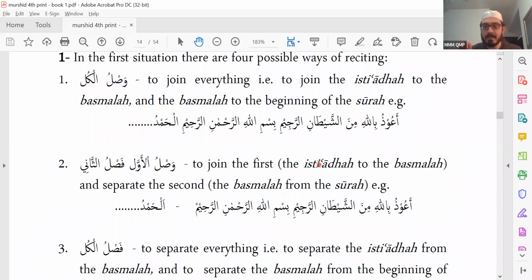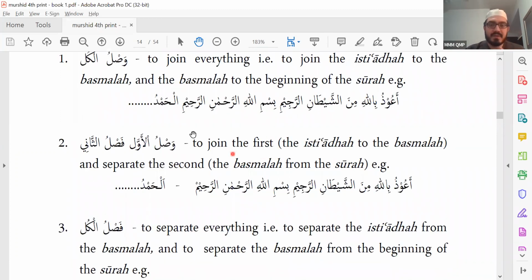Okay, so that's wrong. So if you do not want to stop after each ayah and take a breath, you can join. Alhamdulillahi Rabbil Alameen, Ar-Rahman Ar-Rahim, Maliki Yawmiddin. Stop, take a breath, and then carry on. Okay. So that was the first and second way.